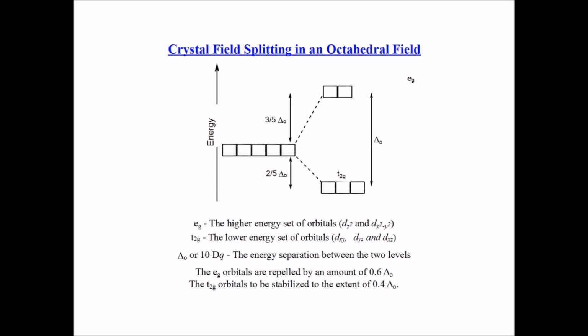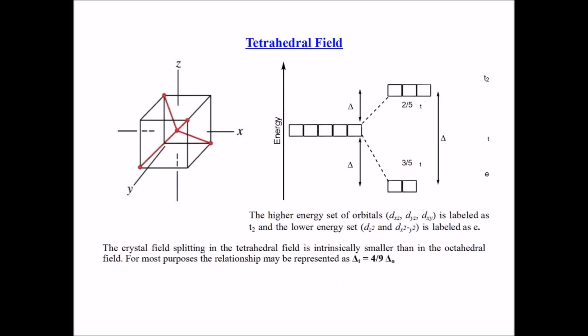In the case of a tetrahedral crystal field, the d orbitals split into two sets, that is e and t2. Here the g term is not used because in octahedral complexes a center of symmetry is present and in tetrahedral complexes it is not present. The splitting pattern in a tetrahedral crystal field is just opposite of an octahedral crystal field. The t2 set of orbitals is repelled by 2 by 5 delta T amount of energy and the e set of orbitals is stabilized by 3 by 5 delta T amount of energy.